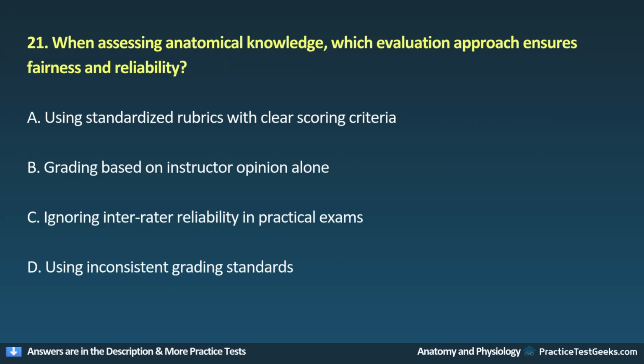21. When assessing anatomical knowledge, which evaluation approach ensures fairness and reliability? A. Using standardized rubrics with clear scoring criteria. B. Grading based on instructor opinion alone. C. Ignoring inter-rater reliability in practical exams. D. Using inconsistent grading standards.